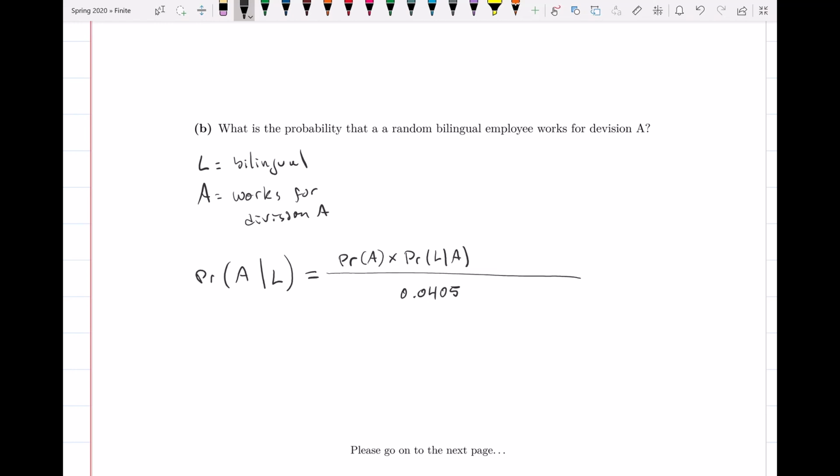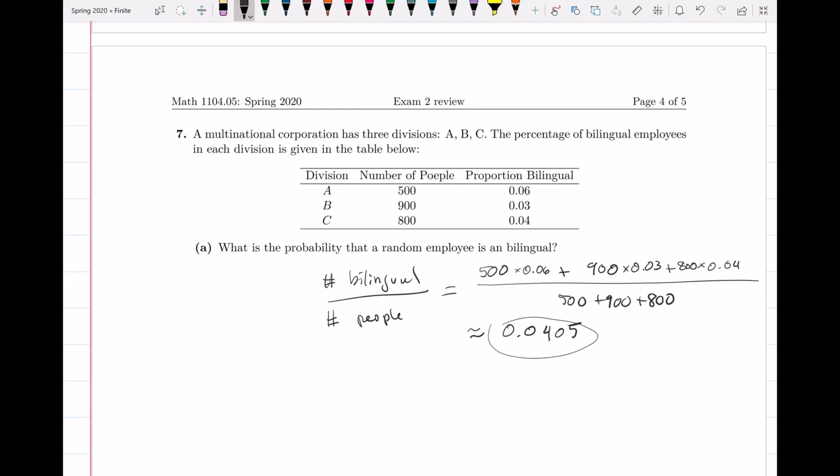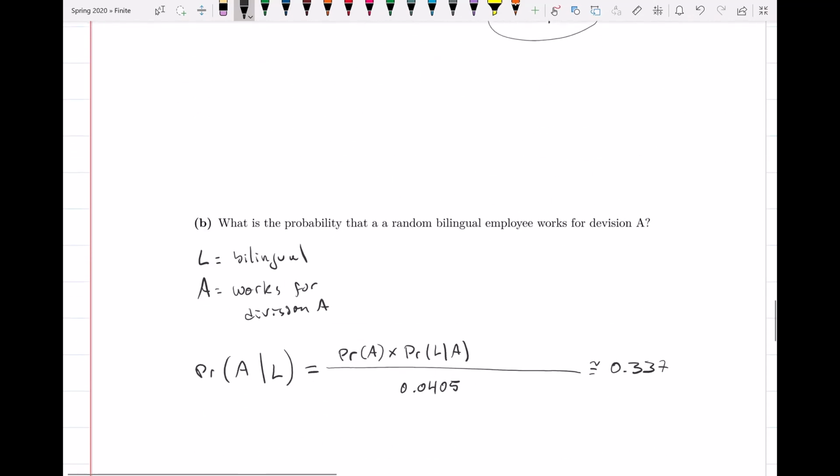So we have the probability they work for A is 5 over 22 times 0.06, and then divided by 0.0405. That equals roughly 0.337, or rather 33.7%. So it's roughly a third of the bilingual employees work for division A is what this is saying. All right, seems about right.